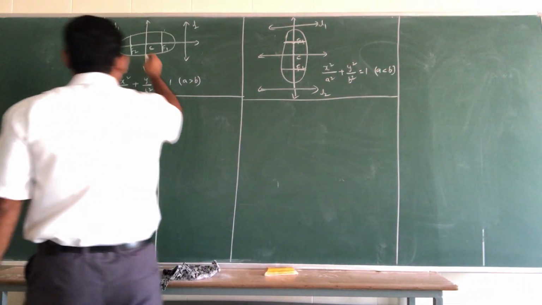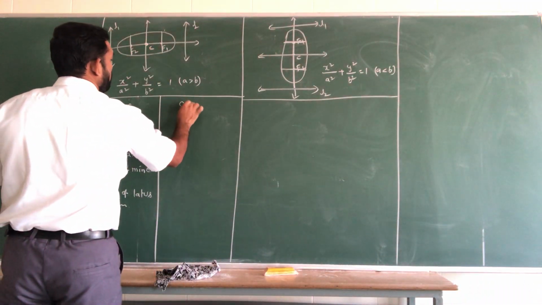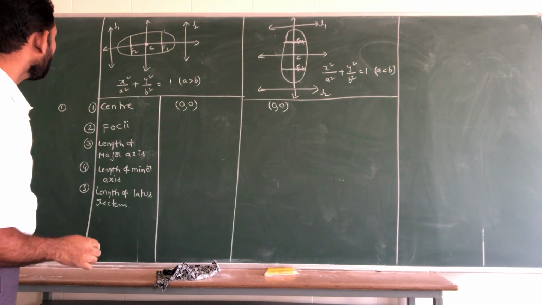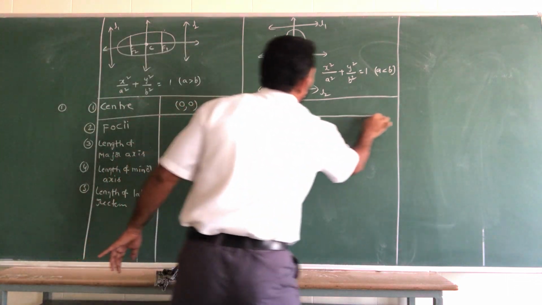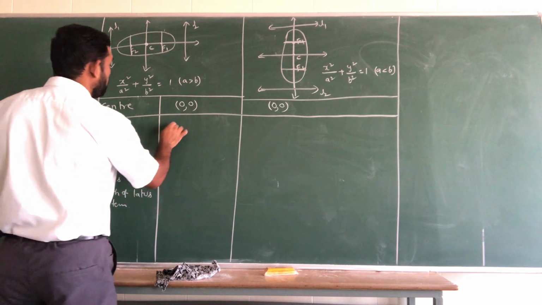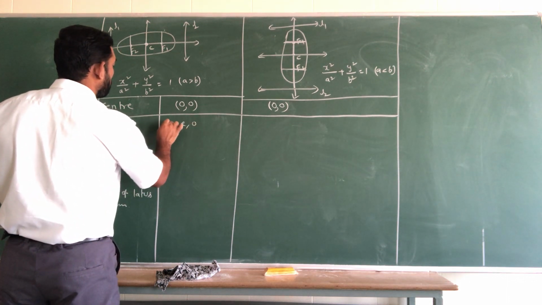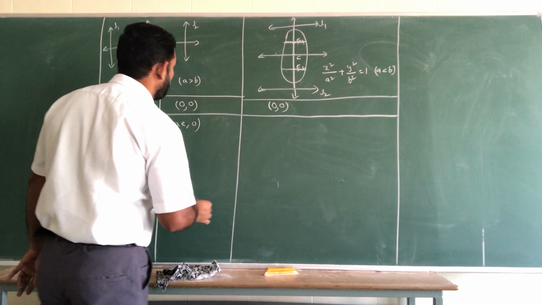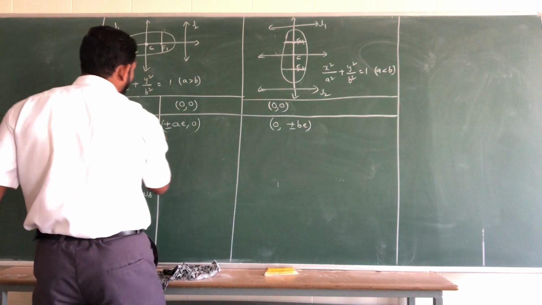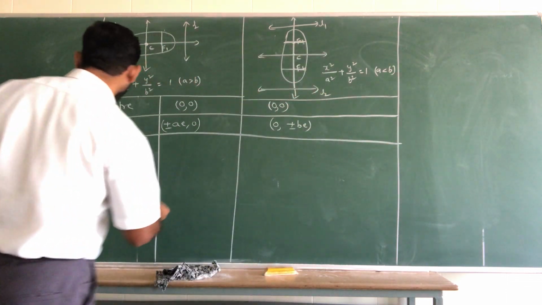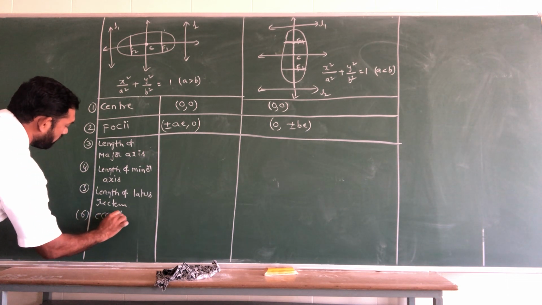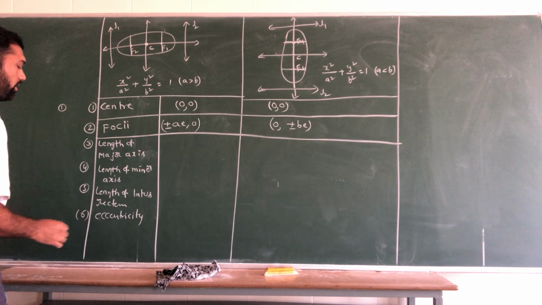Center. So what is the center of this one? 0, 0 coordinates. This one also 0, 0. Next, second point, foci. Foci is plus or minus ae, 0. This is 0, plus or minus be. These are the coordinates of the foci. Last point, very important point: eccentricity. Eccentricity is also very important.